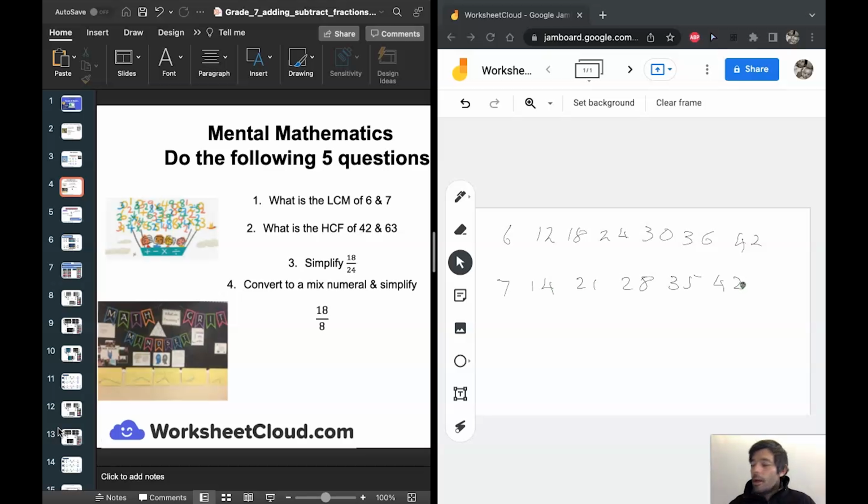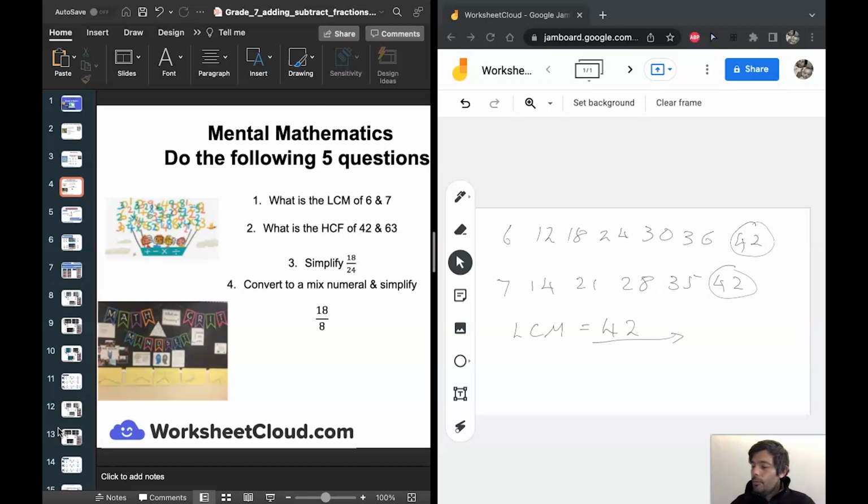And you should have seen straight away that the number 42 is the first number that appears in both the 6 times table and the 7 times table. So it's the first and the lowest. So therefore, your lowest common multiple of 6 and 7 is equal to 42.